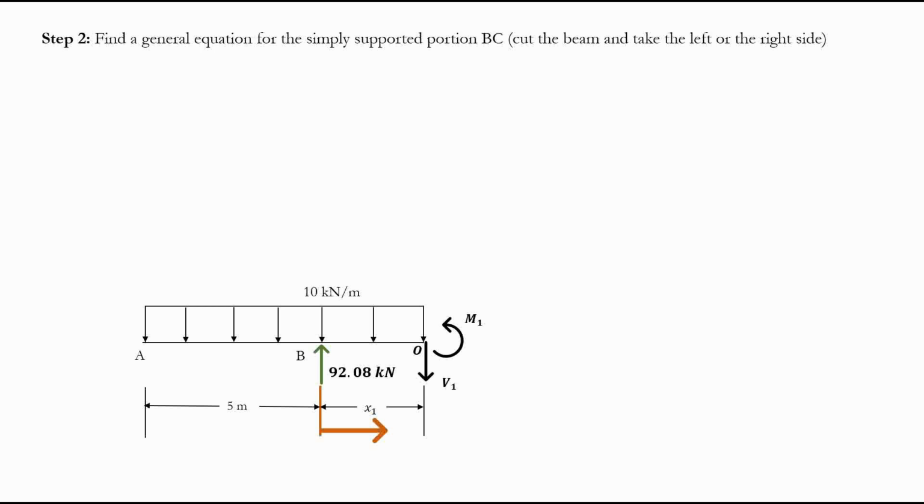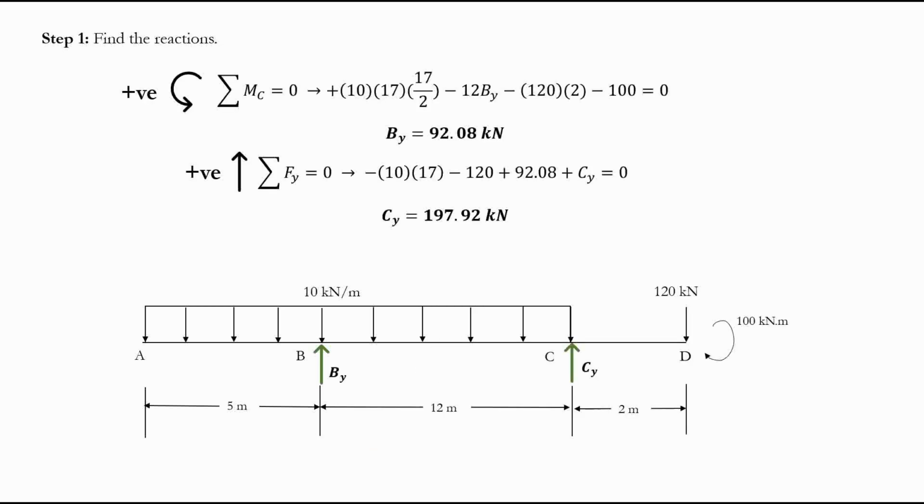The second step after finding the reactions is to find the general equation. But the question might be, where can we start from? So let's go to the previous page again. We're going to go over this more in the coming pages. Although the question also asks for the maximum deflection in BC, let's say that's not the question, and the only question is to find the deflection and rotation at point A.